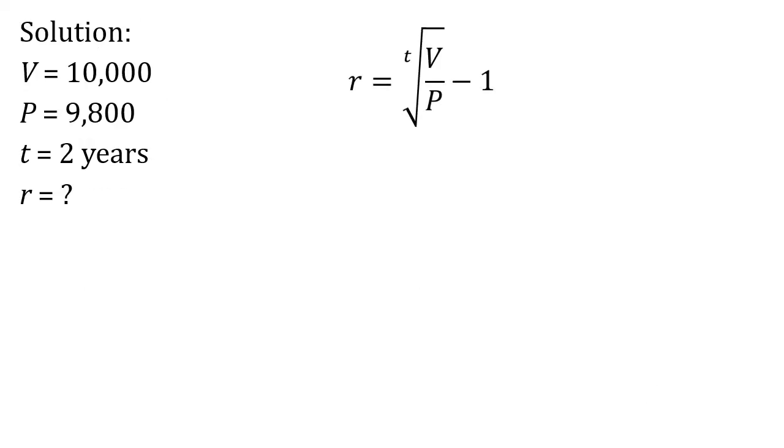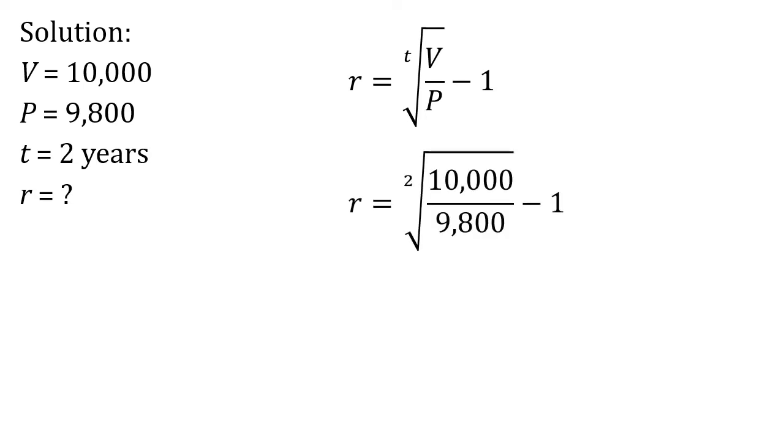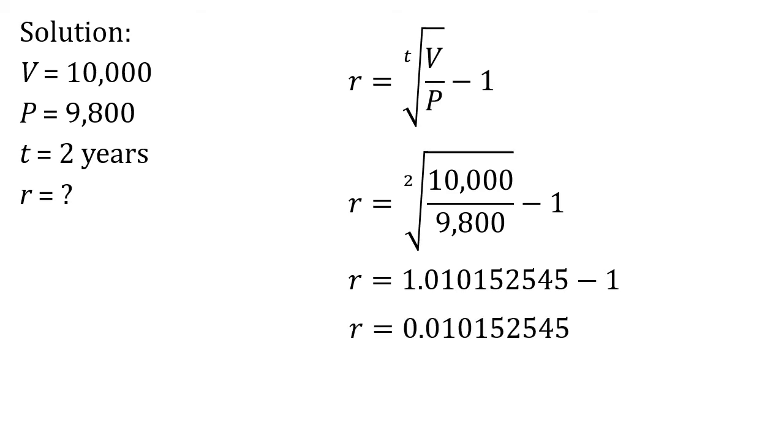So use our derived formula, substitute the values of V, P, and T. So since T is 2, this will just be a square root. So R equals square root of 10,000 over 9,800 minus 1, which is 1.0101525545, then minus 1. So now you have R equals 0.0101525545, or when we express it into percent, R is approximately equal to 1.02%.